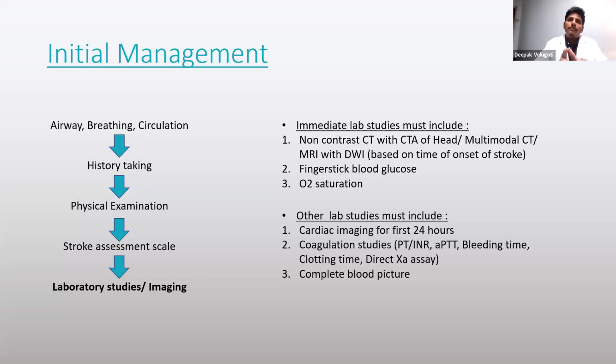If the stroke happened within 4.5 hours, also do a finger stick blood glucose to assess hypoglycemia and oxygen saturation. Other lab studies that must be included are cardiac imaging for the first 24 hours, which must be done as a part of the guidelines of the American Heart Association, and coagulation studies and the complete blood picture that includes platelets to rule out intracranial hemorrhages.